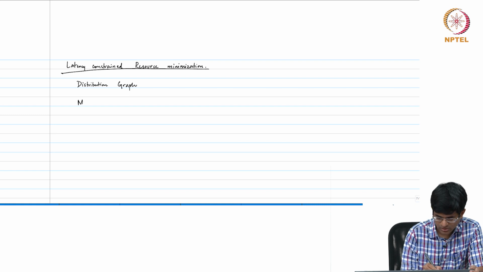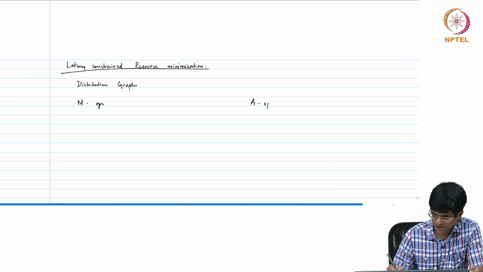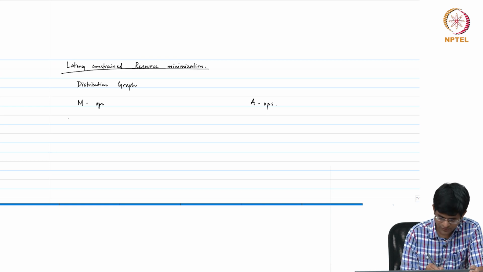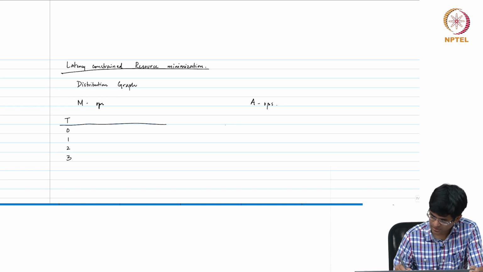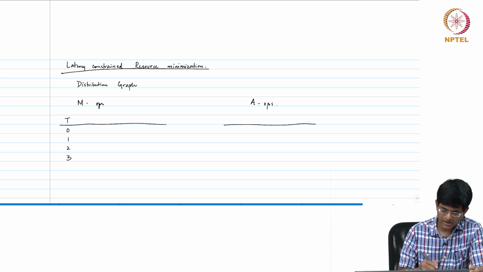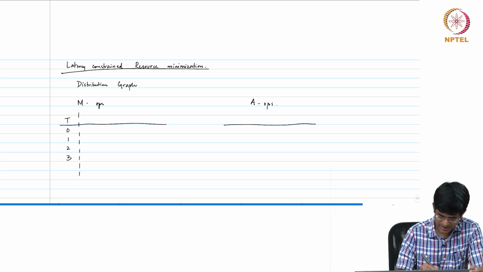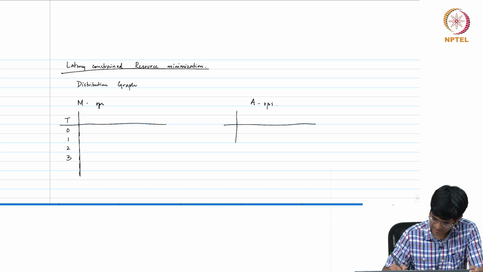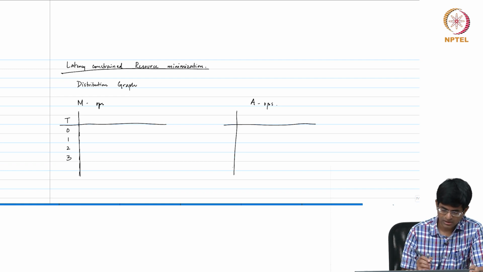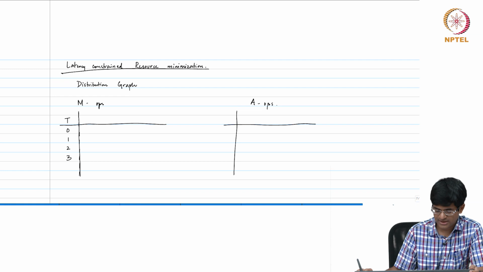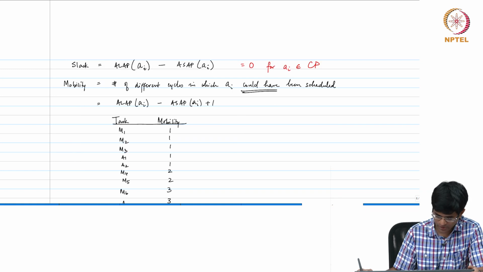Right? For M-type operations and for A-type operations separately. Each of these graphs essentially goes over 4 time units, 0, 1, 2 and 3. Right? And what it has is, I will look at each of the operations and put them on this graph spread out over all the clock cycles in which they could have been executed. What do I mean by that?